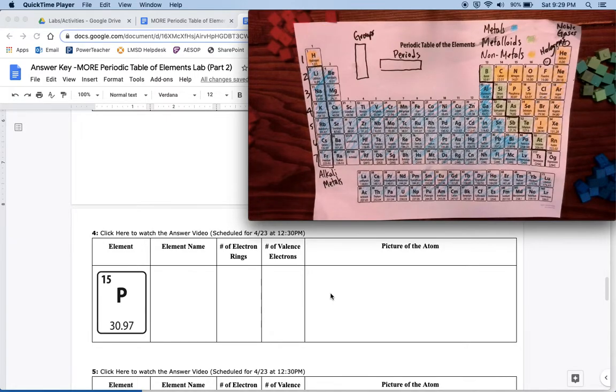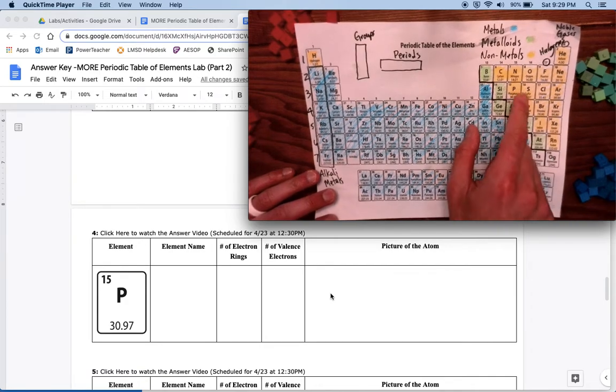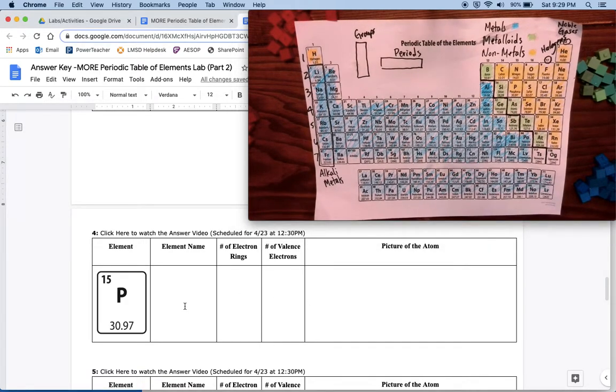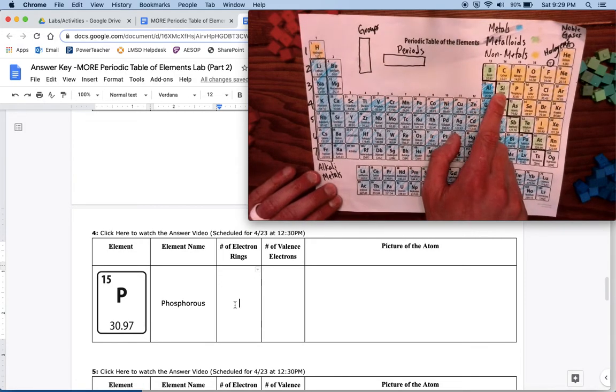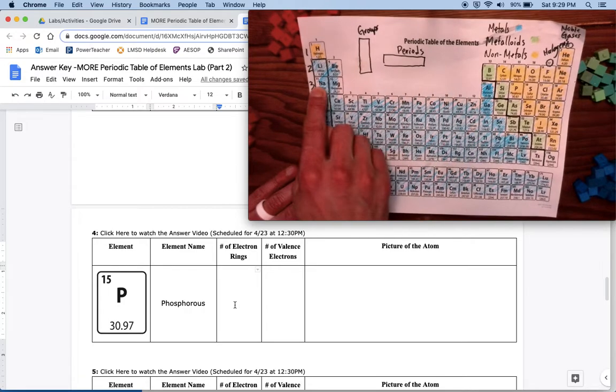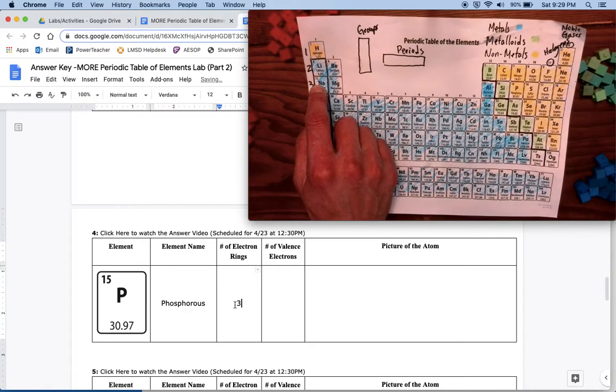All right, our next element is P, which is number 15. If I look for number 15, 15 is right here. So P is phosphorus. The number of electron rings is what row it's in, or what period it's in, right? And that goes across. Since P is in the third row, it's got 3 electron rings.